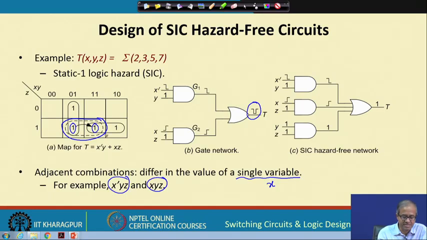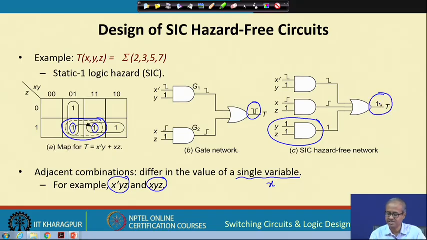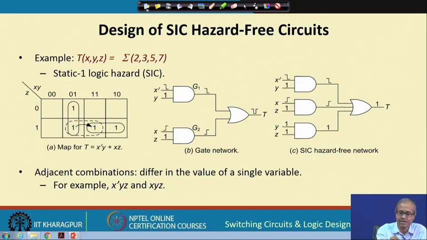So, if you add this gate, this means what? y z. So, you add this third gate here, and what do you get? You can check that here, even if there are delays in these gates, the output will be a perfect one, no glitch. This is a hazard free circuit.